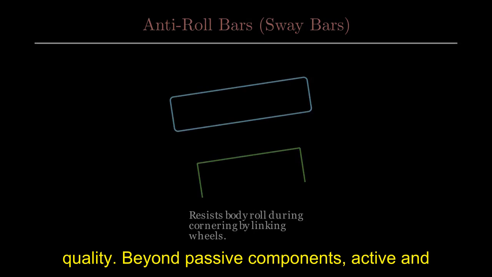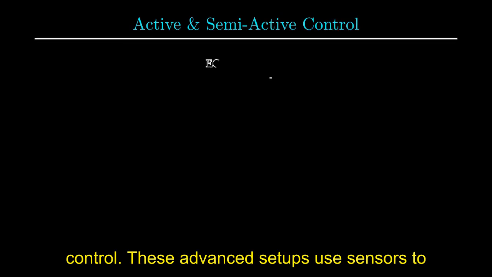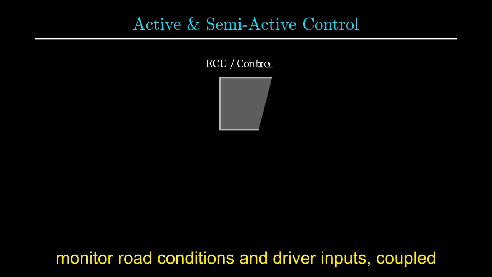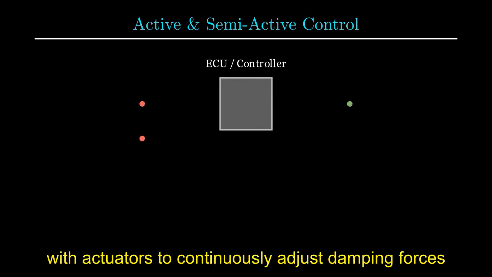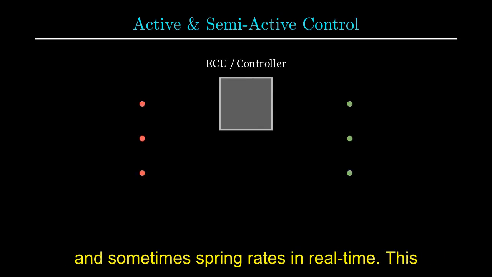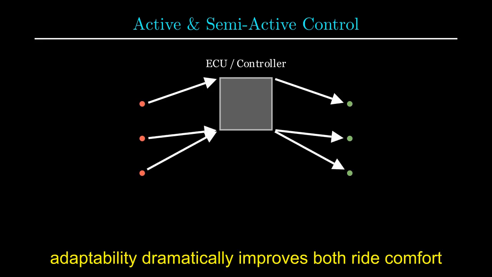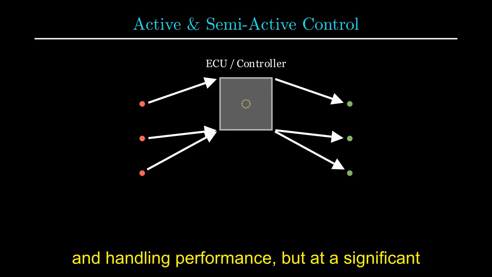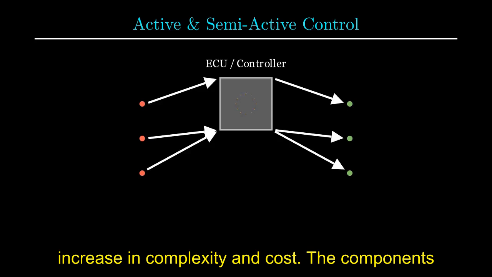Beyond passive components, active and semi-active suspension systems introduce dynamic control. These advanced setups use sensors to monitor road conditions and driver inputs, coupled with actuators to continuously adjust damping forces and sometimes spring rates in real time. This adaptability dramatically improves both ride comfort and handling performance, but at a significant increase in complexity and cost.